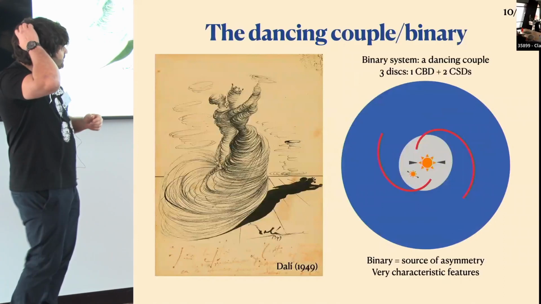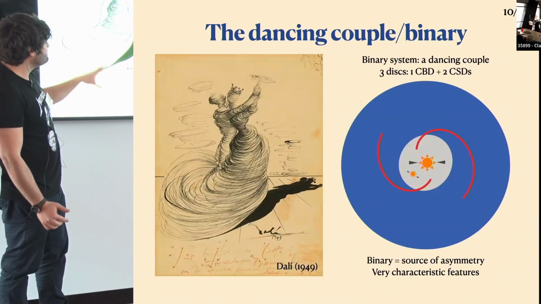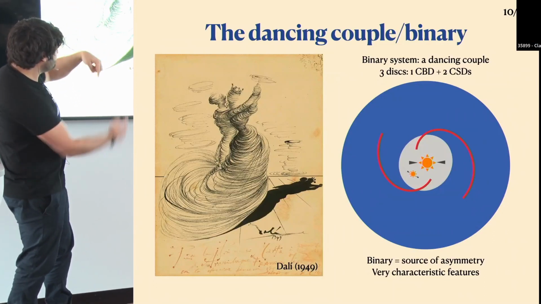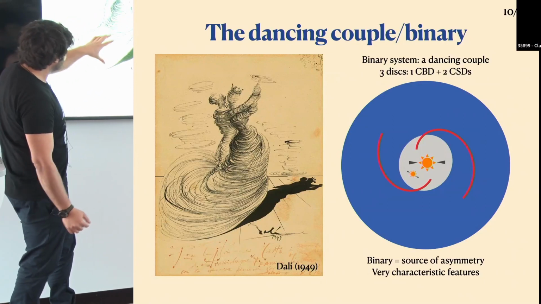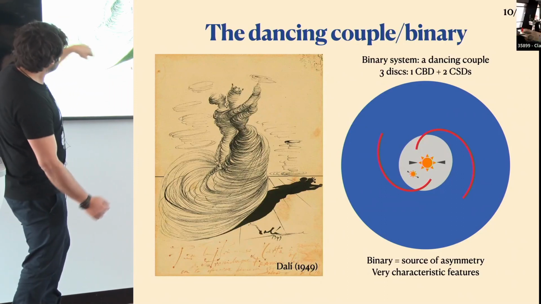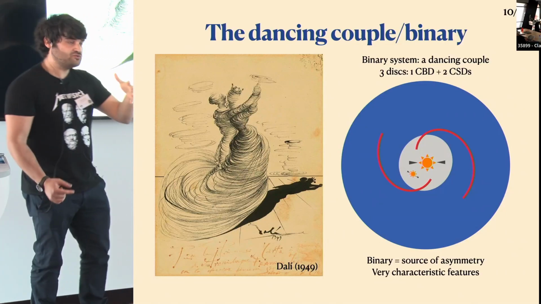So to understand how the inner binary impacts the disk, we can use an analogy. I really like this drawing by Dali, where you can see that you have two dancers moving around, spinning around, and then you have this dress of the dancer here, which goes around. That shows some signs of eccentricity. So you can see here eccentric orbits. That's the kind of thing that the binary will do on the disk.